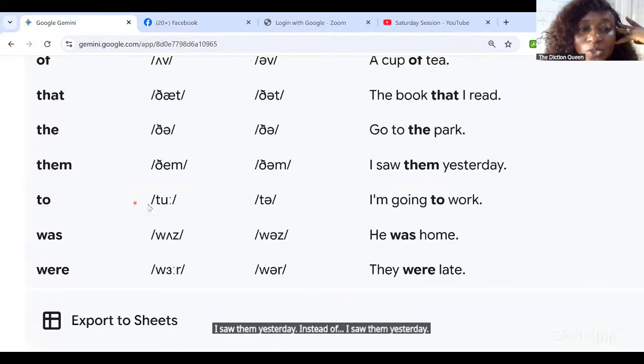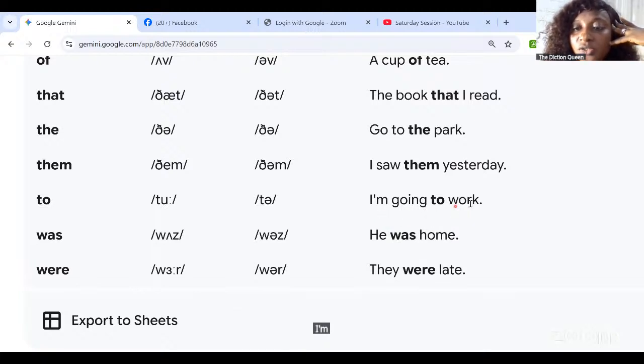The next word is to. The weak form becomes t. I'm going to work. I'm going to work.